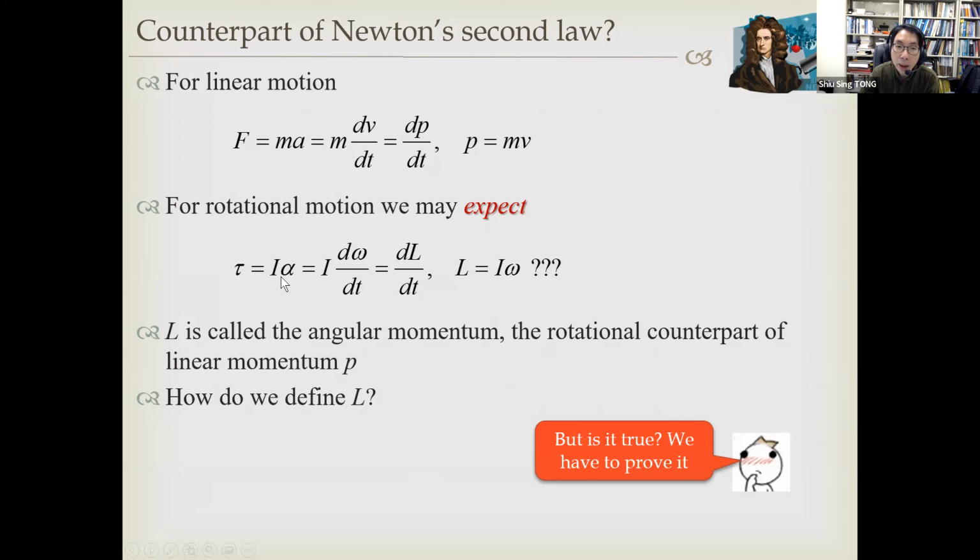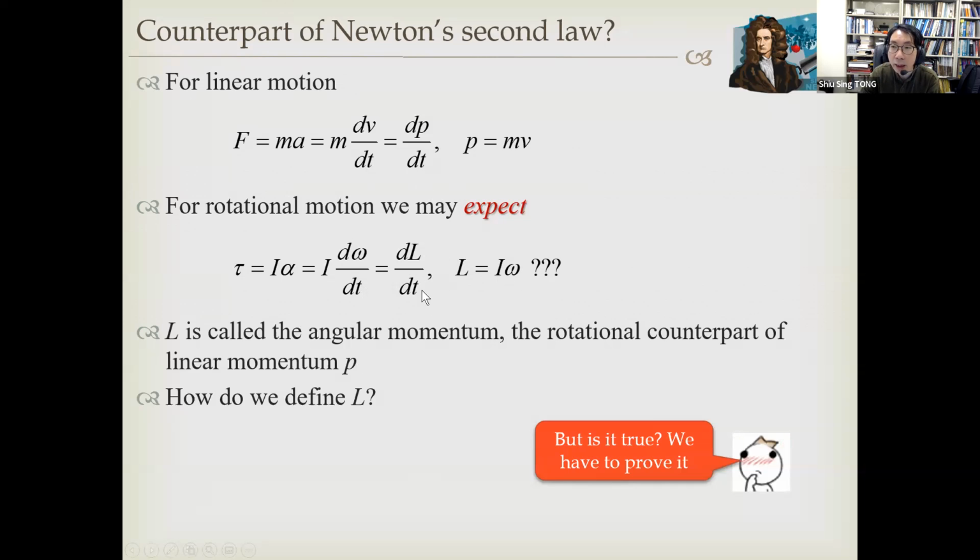Now, I can also write alpha in terms of d omega dt. The angular acceleration is the rate of change of the angular velocity, so it's given by d omega dt. If I assume I to be constant and put it inside the derivative, I end up with a relationship very similar to the linear case: the torque being equal to the time derivative of the quantity I omega. It is suggestive for us to define this quantity I omega as something similar to the momentum, and this is called angular momentum. It is the rotational counterpart of the linear momentum, and in this formulation, it is defined as the moment of inertia multiplied by the angular velocity.